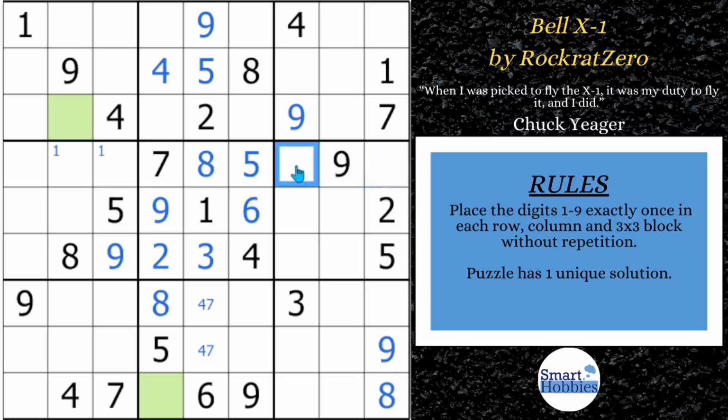So if we look at this spot right here, this can no longer be a 1, but it can't be a 2, 3, 4, 5, 7, 8, or 9 either. So this cell has to be a naked single 6.